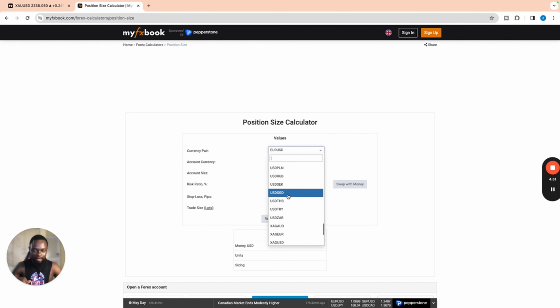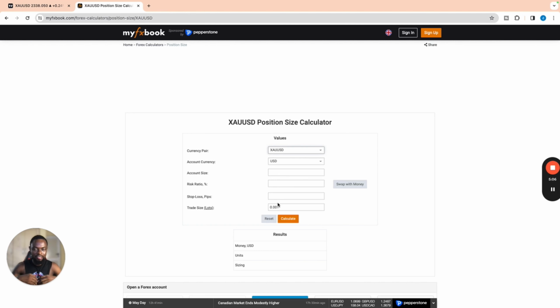For me, I like to trade XAU USD a lot, which is gold. I trade this between the London session and the New York session. This is one of my favorites because it has high volatility, but it's one of the places where you can make money very well and also lose all your money. So you just have to be careful.